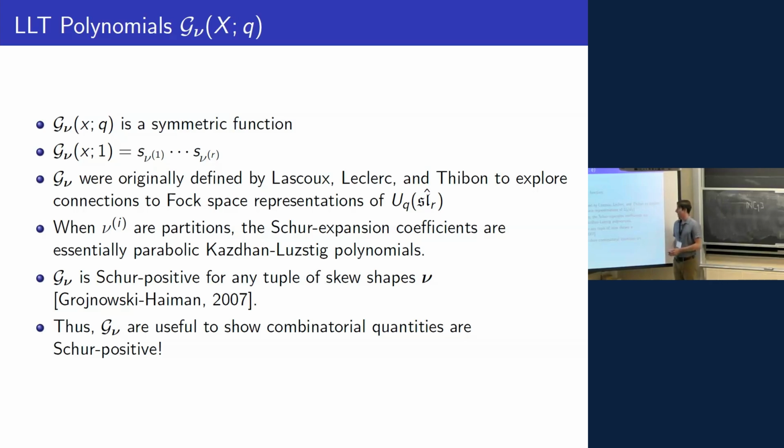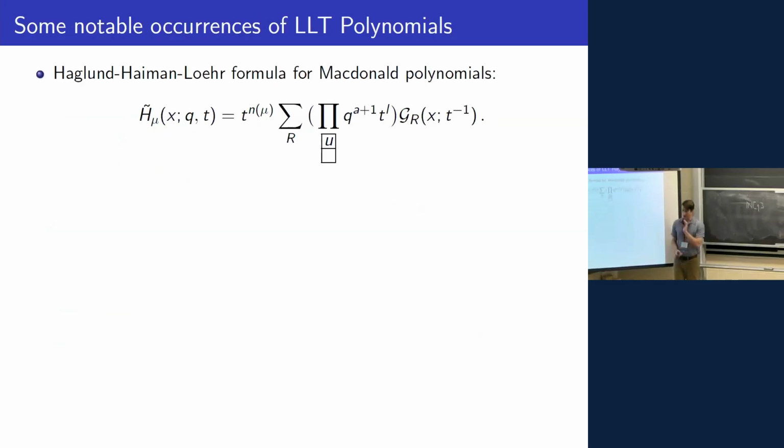But I want to give you some examples of where these things show up. It's okay if you don't know what these things are; this is just to give you vibes. The first is the Haglund, Haiman, Loehr formula for Macdonald polynomials. I'm not going to define a Macdonald polynomial, at least not yet, but they are symmetric functions with coefficients in q and t that Haglund, Haiman, and Loehr were able to write as a sum of LLTs indexed by skew shapes that were ribbons, so they had no 2x2 boxes in them.